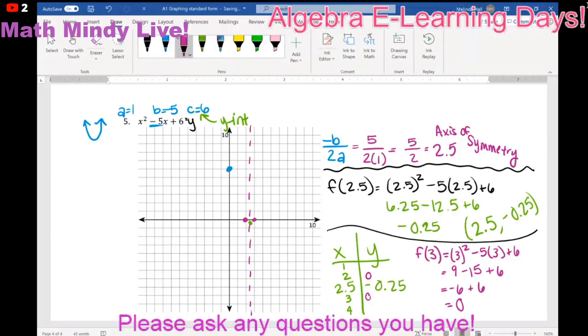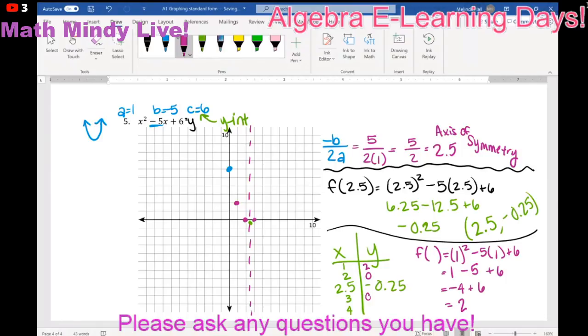And so then at 1, it should still be below our y-intercept. So 1 squared is positive 1, and negative 5 times 1 is negative 5. And so then 1 minus 5 would be negative 4. And so negative 4 plus 6 would give us a positive 2. And so at 1, we'd be at positive 2.